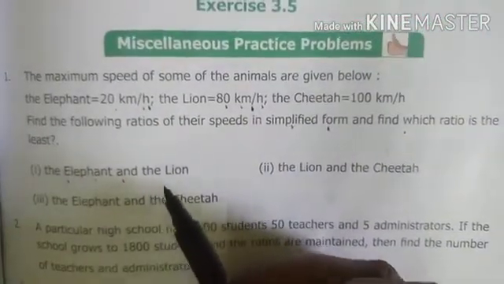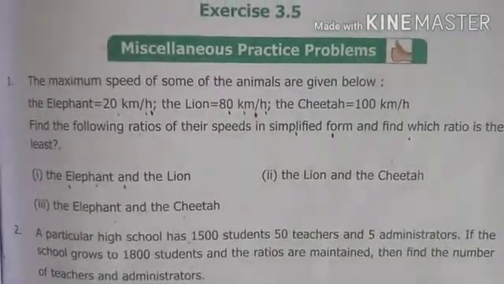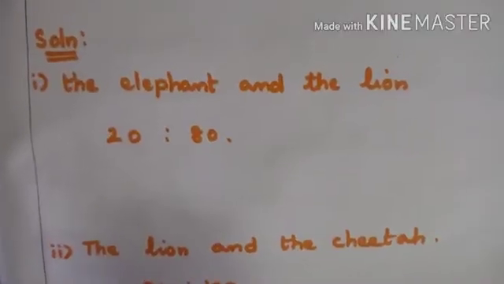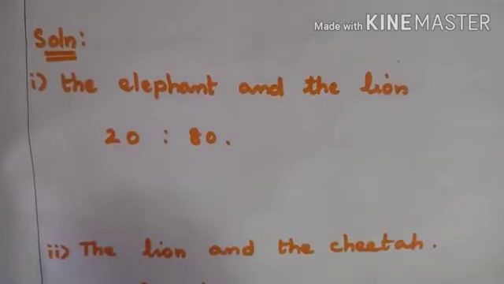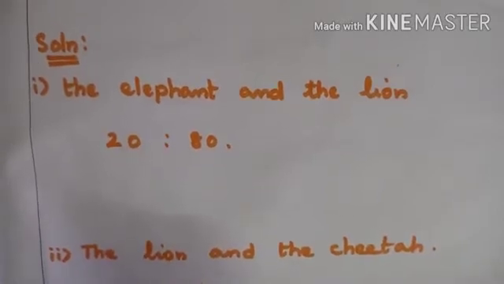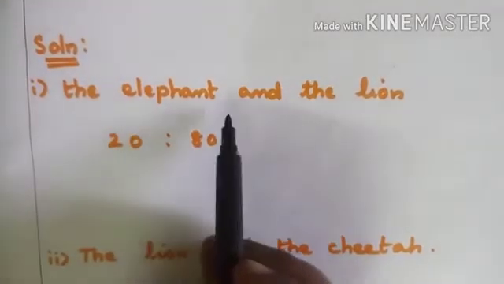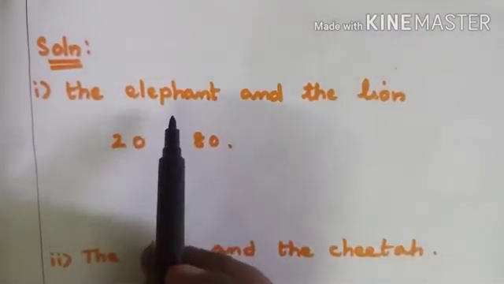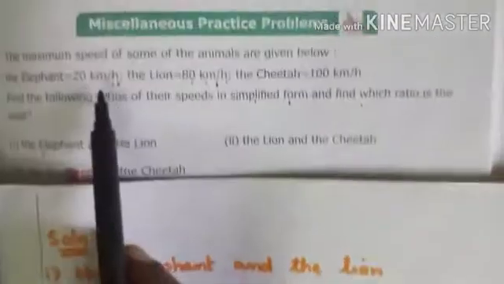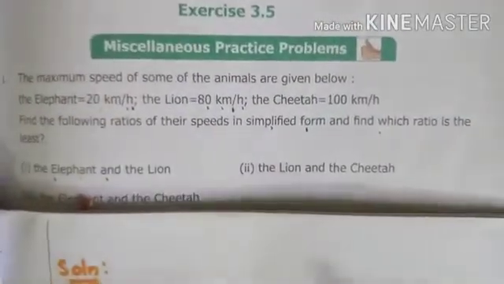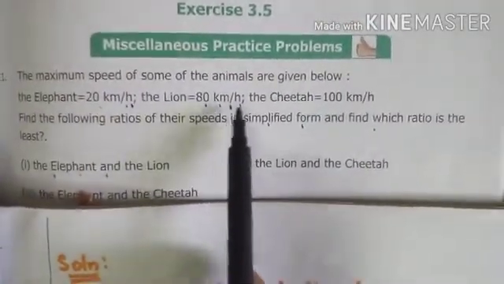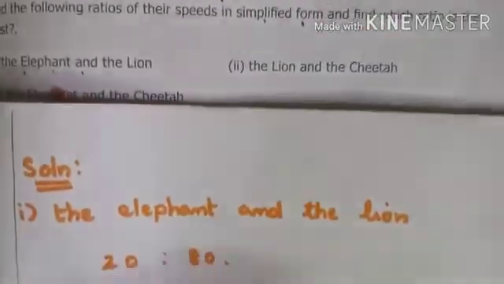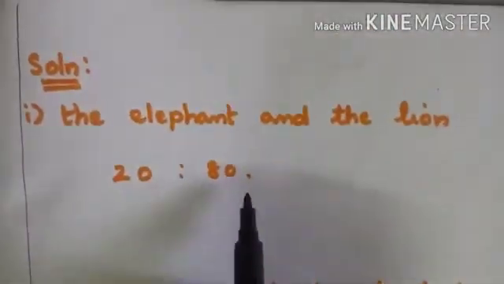Now we are going to see the solution. So don't write the solution alone in your note. Write the question also. Now the solution, the elephant and the lion. Here what is given? The elephant runs 20 kilometer per hour and the lion 80 kilometer per hour. Therefore, here 20 is to 80.